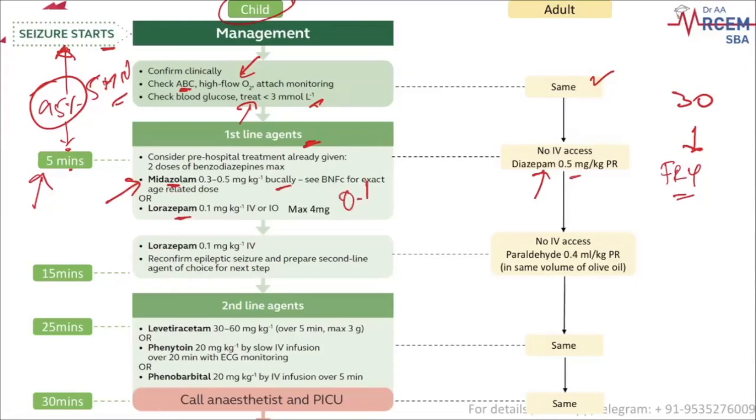The pediatric dose you need to remember is 0.1 mg per kg, with a maximum of 4 mg. The adult dose is 4 mg. The adult dose is directly 4 mg itself.